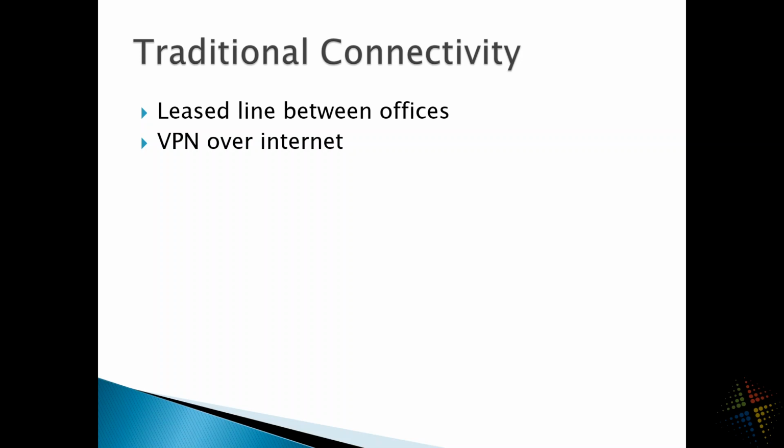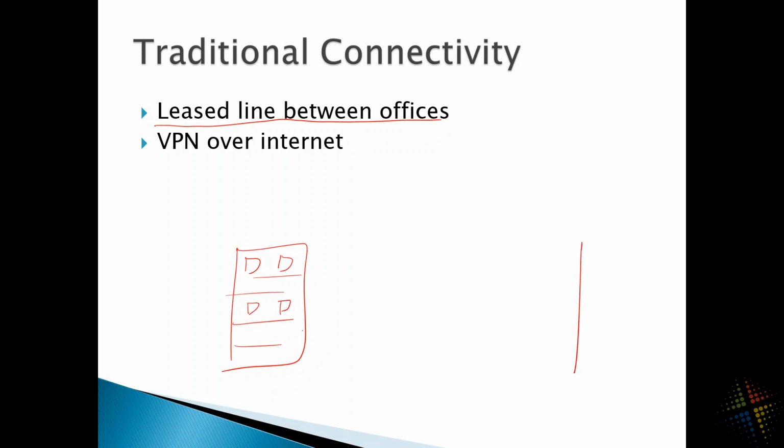Traditional networking has normally been using a leased line between offices. What that means is if I have a building here, I don't know, draw some windows in here. If I have a building here and then over here I have, maybe in another state or another country, another building, what I would do is I would call up the phone company and I would say, I need to talk from building 1 over to building 2. Can you help me out? And they would say, absolutely.